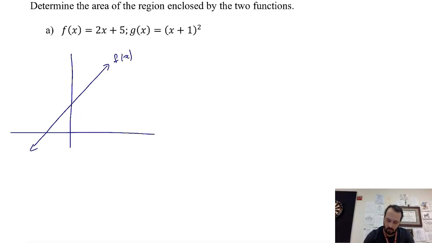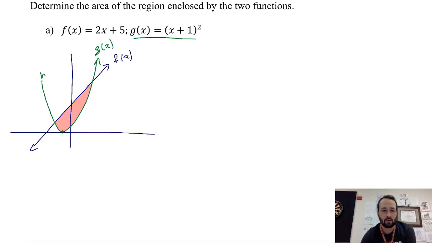For my g of x here, (x plus 1) squared, that is a quadratic that hits the x-axis at -1. So I have something like that for g of x. And what it is asking me for here is the area enclosed by those two functions. So we are going to be able to find, being way too meticulous about this, the area enclosed between those two graphs.